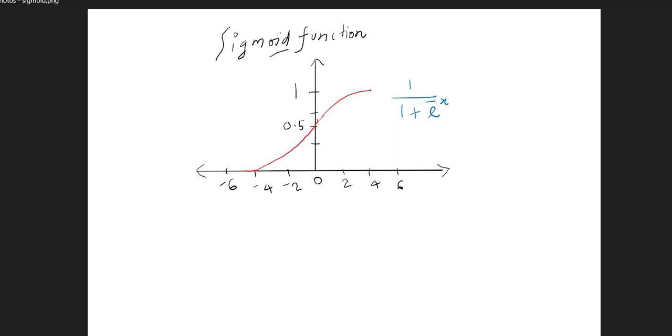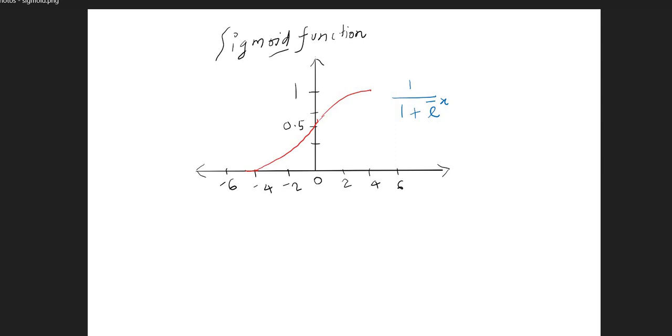Because of these properties, it allows the nodes to take any value between 0 and 1. So the advantage in neural networks is that the sigmoid function allows the node to take any value between 0 and 1. That is the most important advantage of the sigmoid function. So this is all about the sigmoid function.